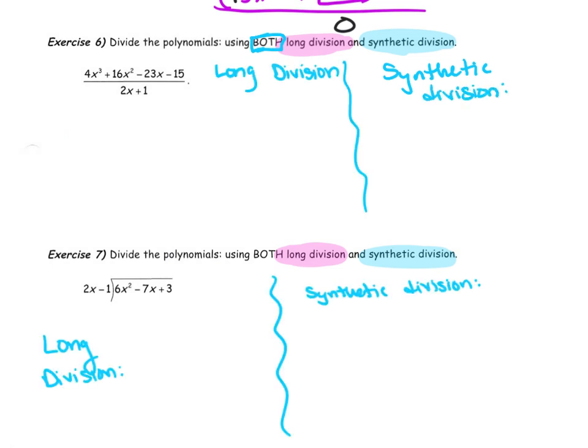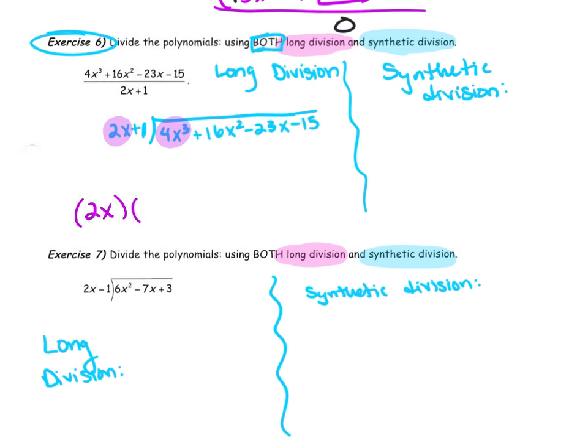All right, so let's just take this first example, exercise 6, together. So we have 2x plus 1 being divided into 4x cubed plus 16x squared minus 23x minus 15. We want to see, 2x times what gets me to 4x cubed? And that would be 2x squared. So that's what's going to go up here, 2x squared.